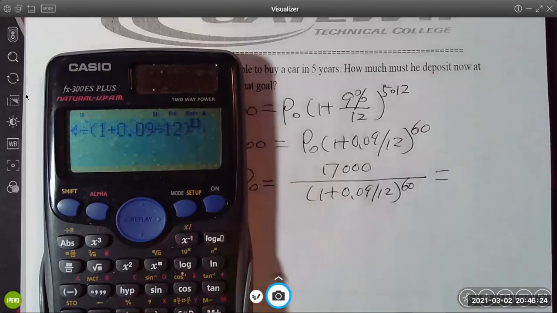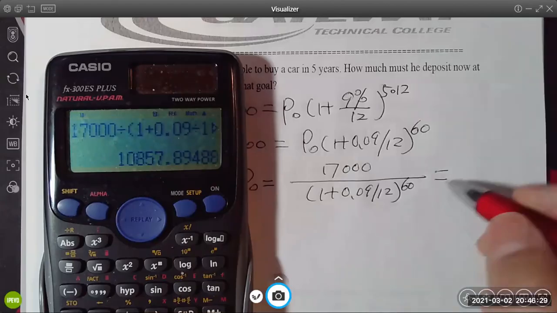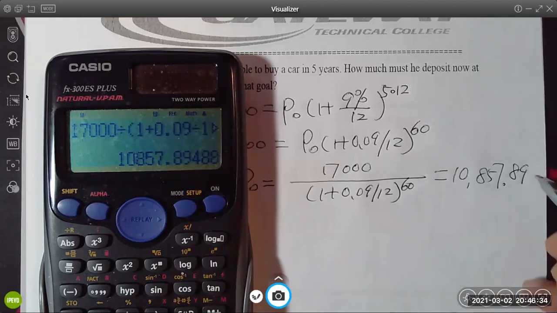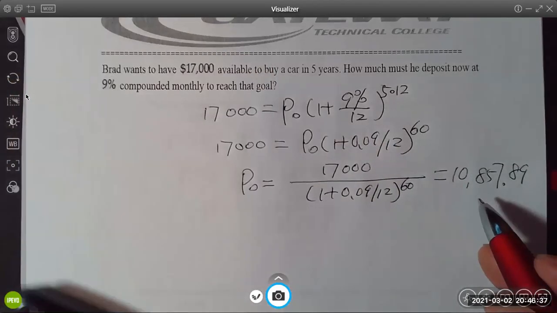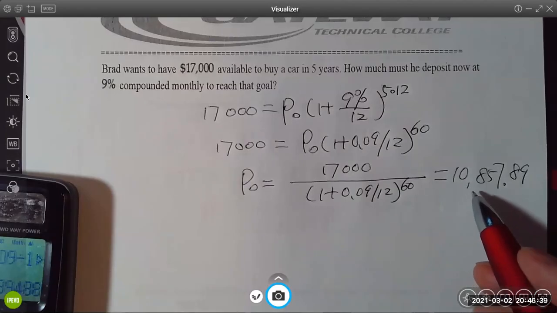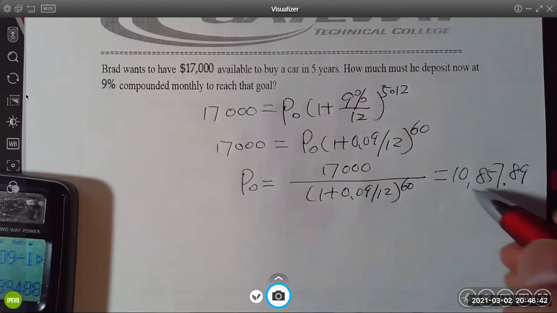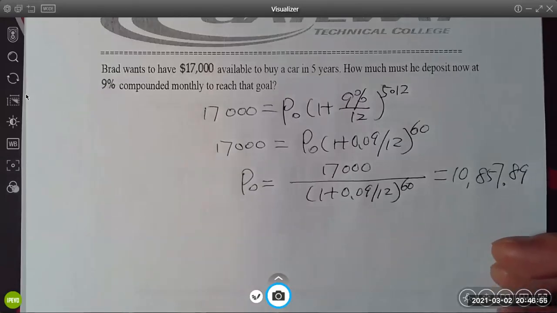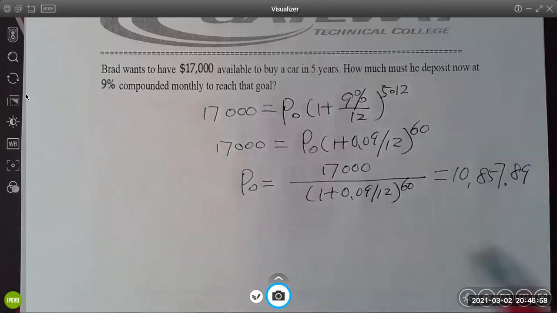To the power of 60. Yeah, that's right. So we get $10,857.89. So from 10,000 to 17,000, a little bit over 6,000 is the interest amount earned, and divided by 10,000, 6 out of 10, you earn about 60% interest on the original deposit amount. And that's it. That's the whole thing basically.